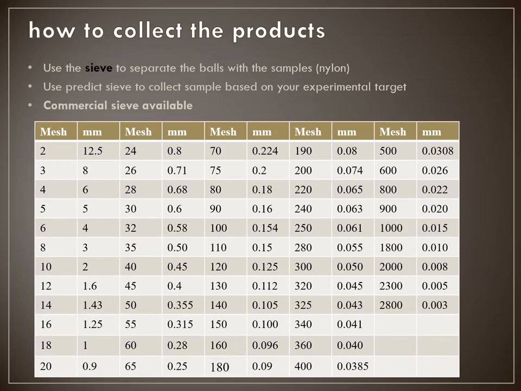Then comes how to collect the products. The products have to be collected using the sieves that we provide to you. The sieves can help you separate your balls from the materials. And if you want to get the materials in a fixed size, you have to use special sieves to collect the materials with your predicted size.